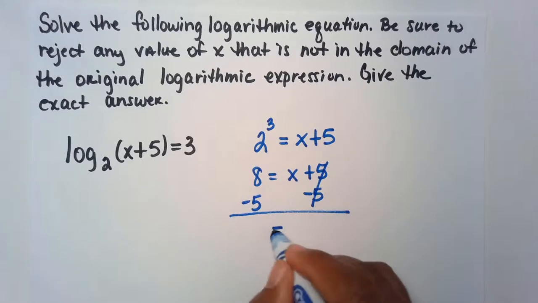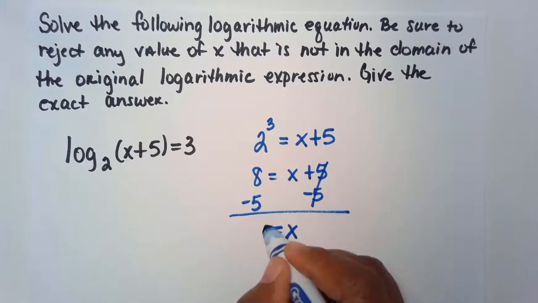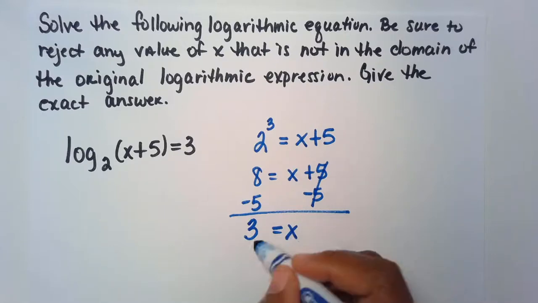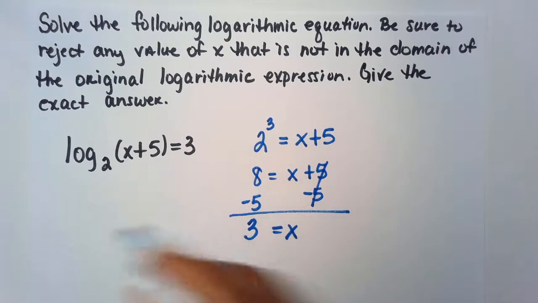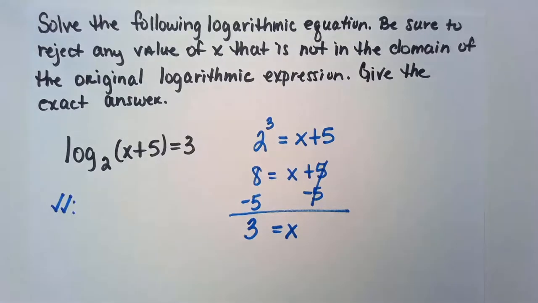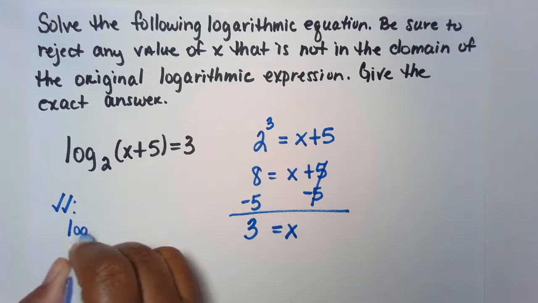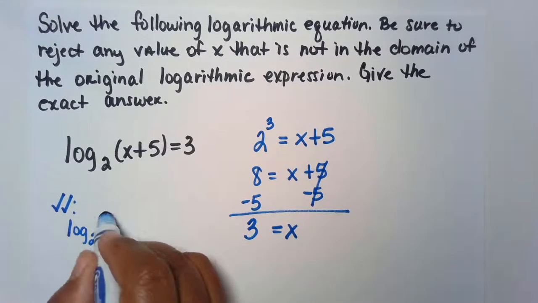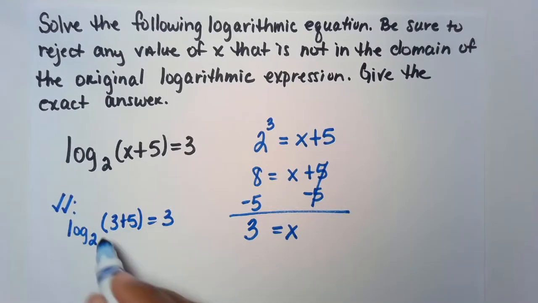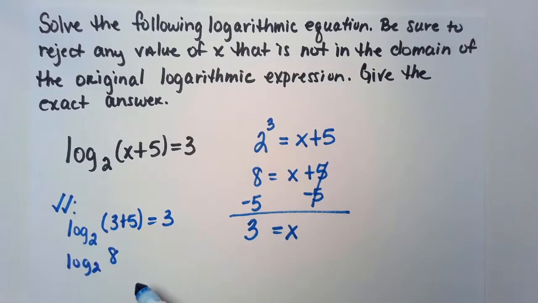And we have x is equal to 3. Now, we want to go back and check our work. I want to see if 3 is the solution to this. So where I see x, I'm going to substitute 3. So we have log base 2 of 3 plus 5 is equal to 3. Add 3 and 5, we have 8.